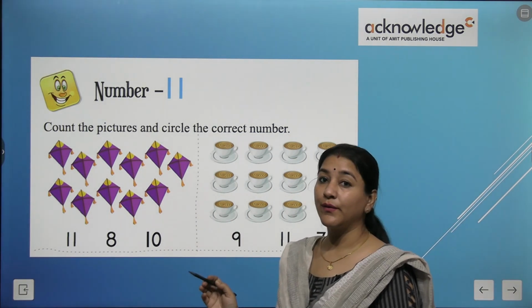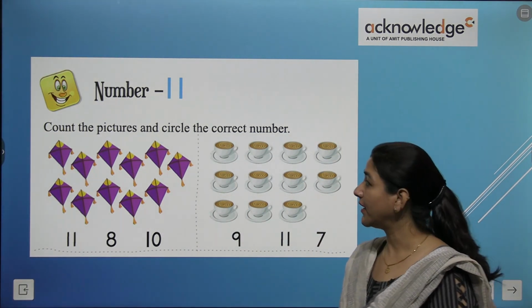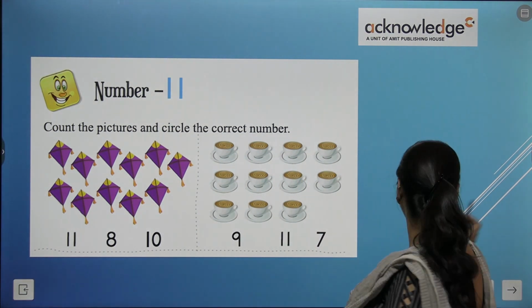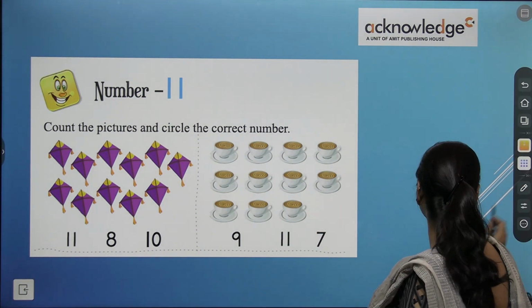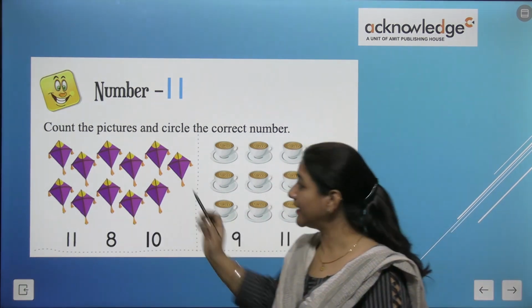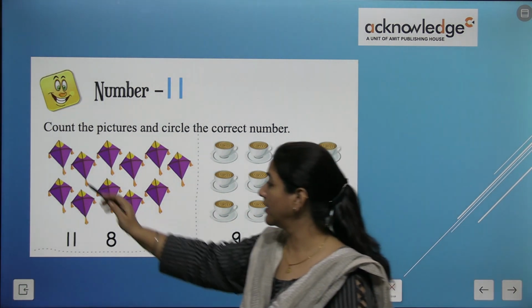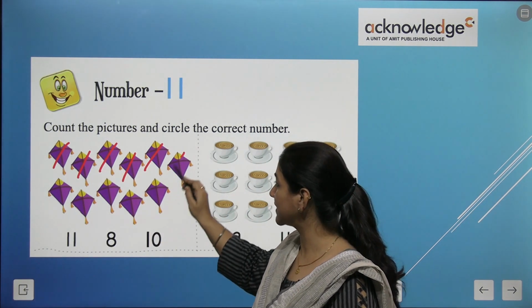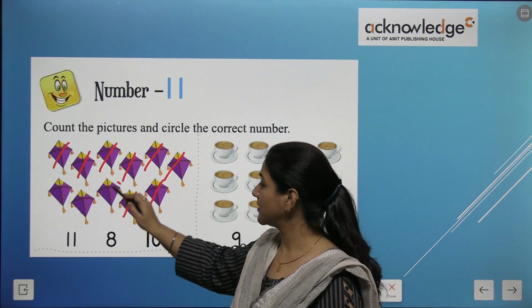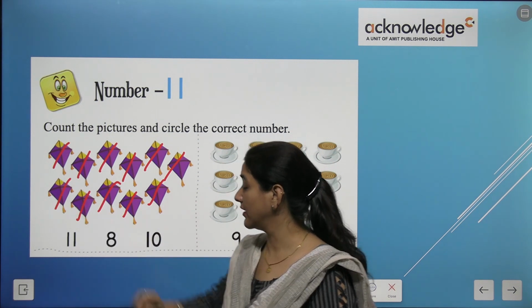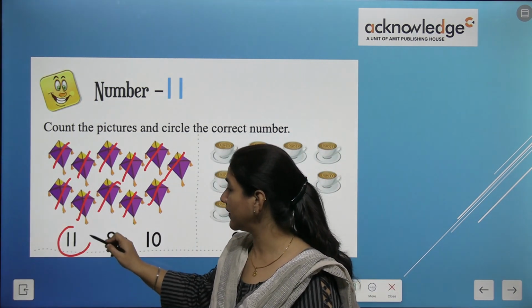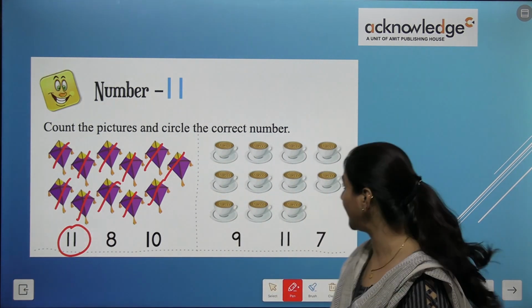Now, today we will learn how we make number 11. Count the pictures and circle the correct picture. Now we have to count the objects and circle the correct number. 1, 2, 3, 4, 5, 6, 7, 8, 9, 10, 11. So where is number 11? Here it is. So we have to circle on number 11.